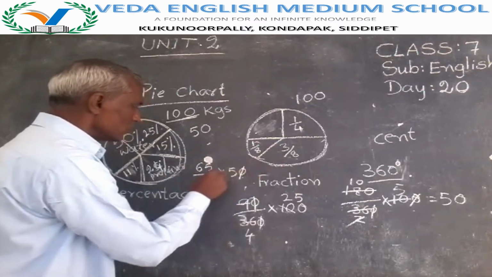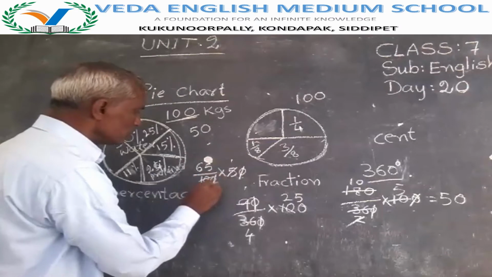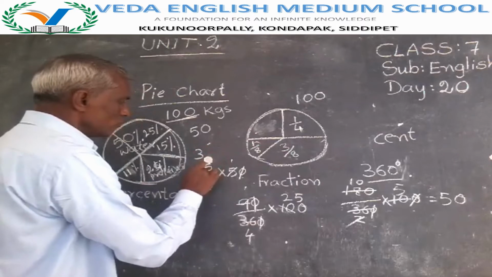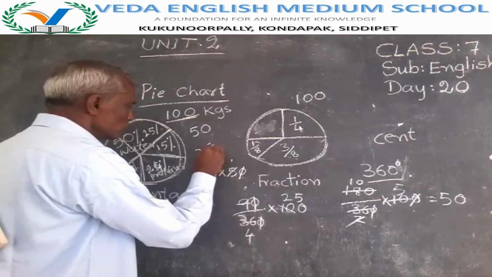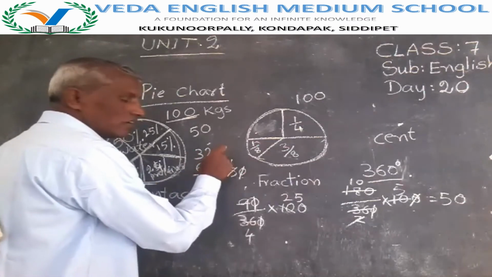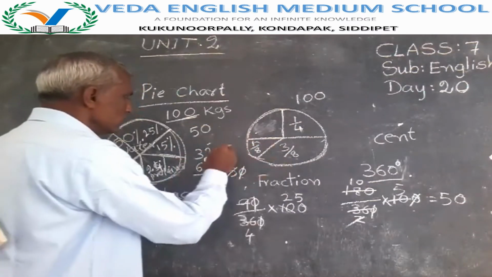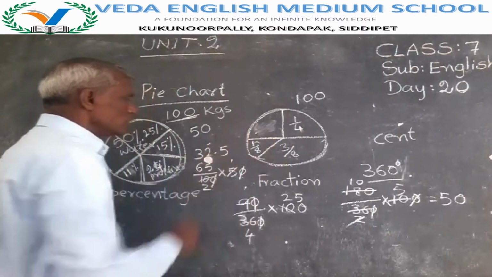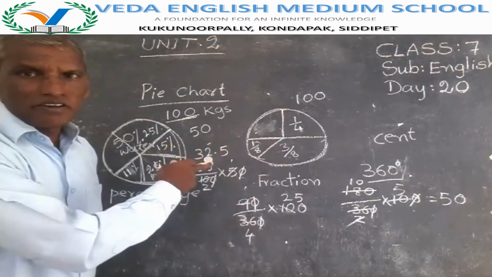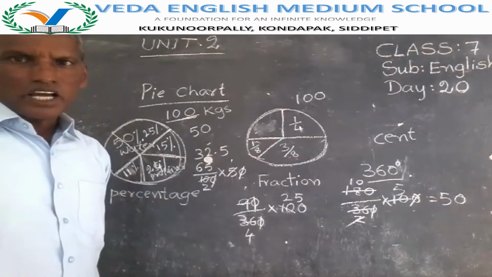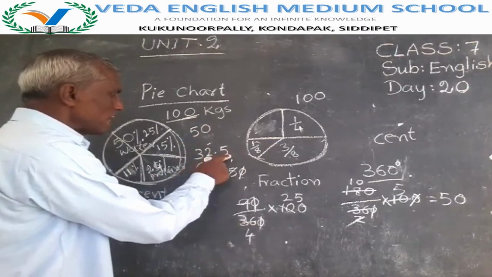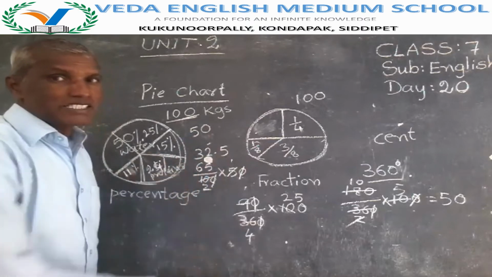So 5 ones are 5, 2 threes are 6, 5 twos are 10, and so on, which gives 32.5. So this is the weight of the water in the person who is weighing 50 kgs. I hope you understood that. If the man is 50 kgs only, water is 32.5 according to the 65 percentage.